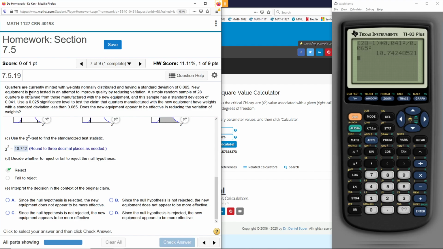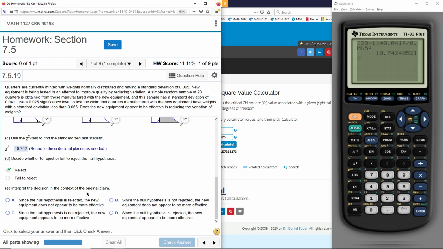the new equipment is being tested in an attempt to improve quality. So the question is, is the new equipment better off? Is the standard deviation lower? That's the question, right? So is it less than? Well, since the null hypothesis has been disproved, the null hypothesis is bigger than or equal to. That has been disproved, right?